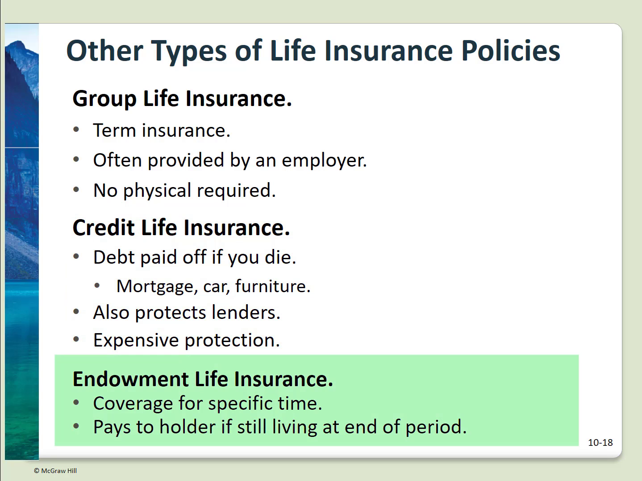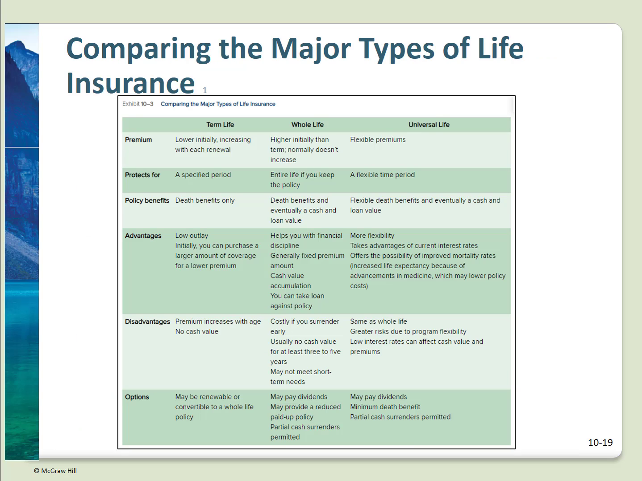Endowment Life provides coverage for a specified period of time and pays the policyholder if they survive to the end of the term. Exhibit 10.3 compares the important features of term life, whole life, and universal life.